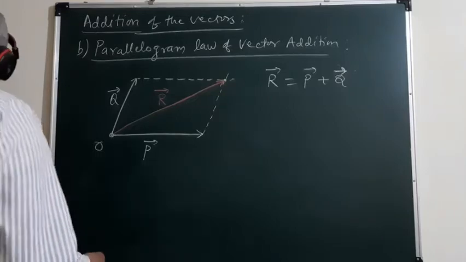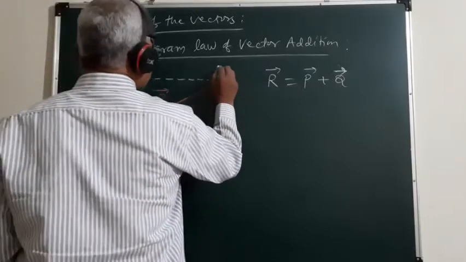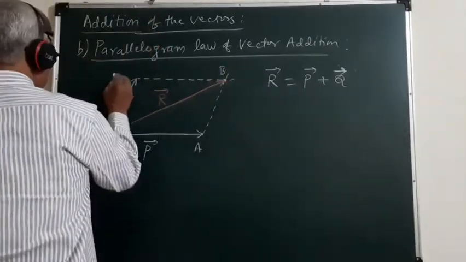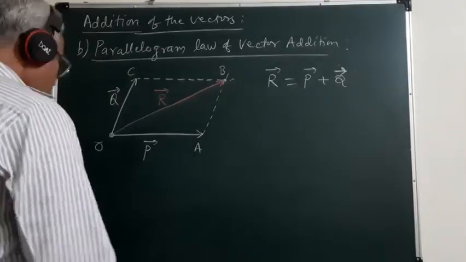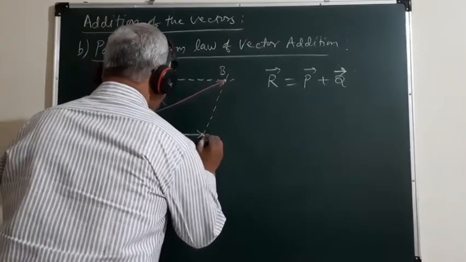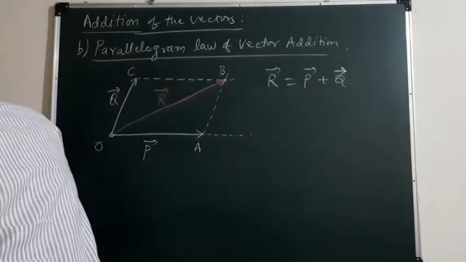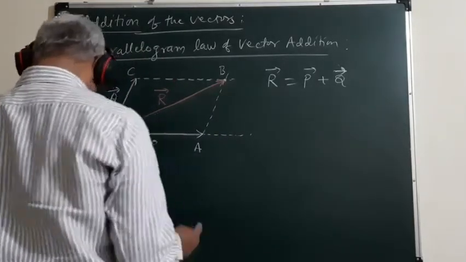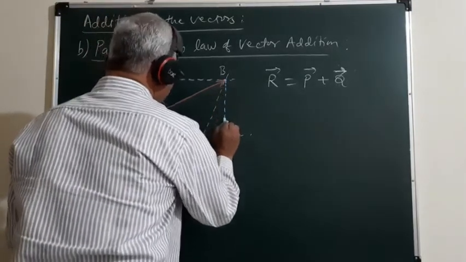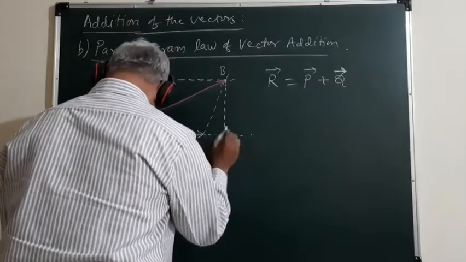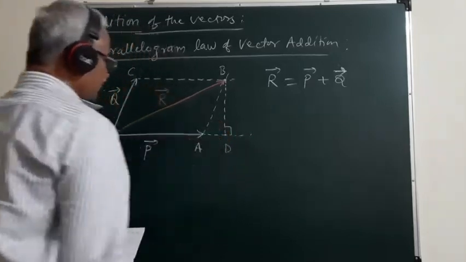So this is the point A, this is B, and this is C. OABC is the parallelogram. Now if we produce OA in the forward direction and draw the projection from the point B, that is, draw the normal from the point B on OA produced, this intersects it at the point D such that this angle is 90 degrees.